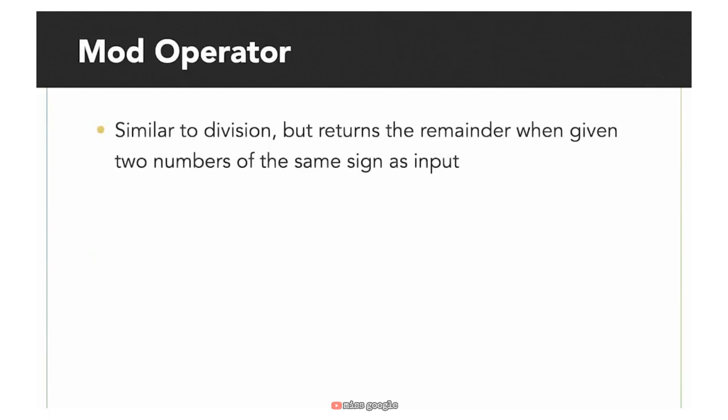If you're unfamiliar, mod is similar to division. However, it returns the remainder rather than the quotient when given two numbers of the same sign as input, so either both positive or both negative. This means if someone uses the method with index 4 and the list only has 3 items, the first item would be returned because 4 mod 3 equals 1. That's the remainder of 4 divided by 3.